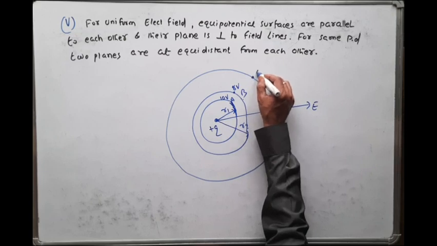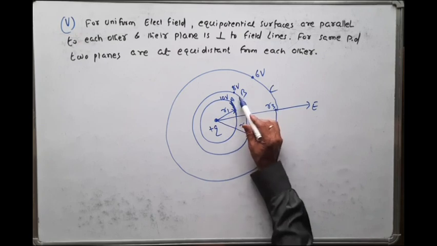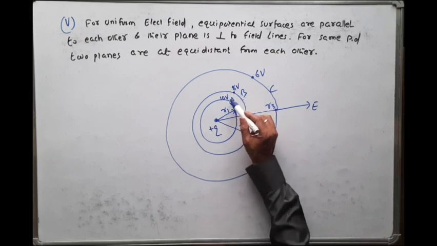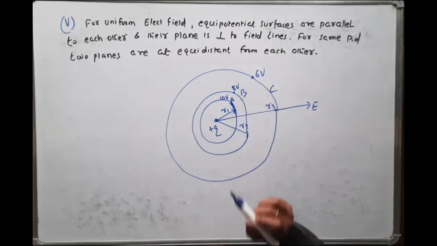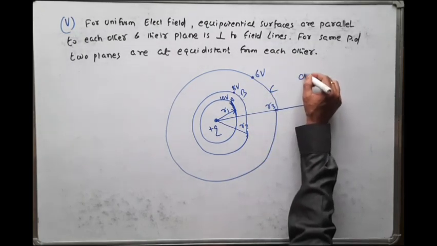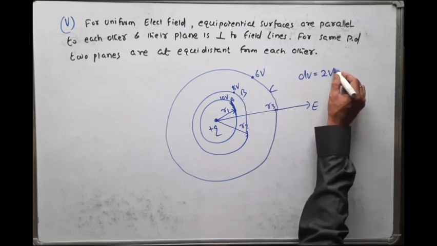Let us say the potential at C is equal to 6 volt. So what is the difference you see? From point A to point B, what is the potential difference? 2 volt. From point B to point C, what is the potential difference? Again 2 volt. So here the potential difference between the two spherical shells is equal to 2 volt.